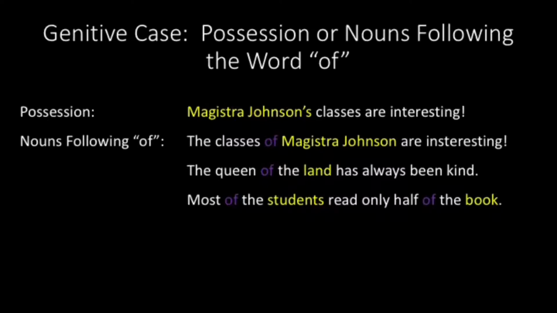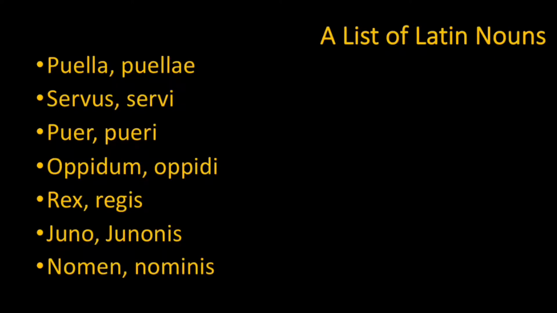But what is the genitive inflection? We don't know any of them right now, but check this out. When you look at a Latin vocabulary list, the second form of the noun given to you is the genitive. That's right, each of these words can be used in a sentence to show possession or with the idea of.